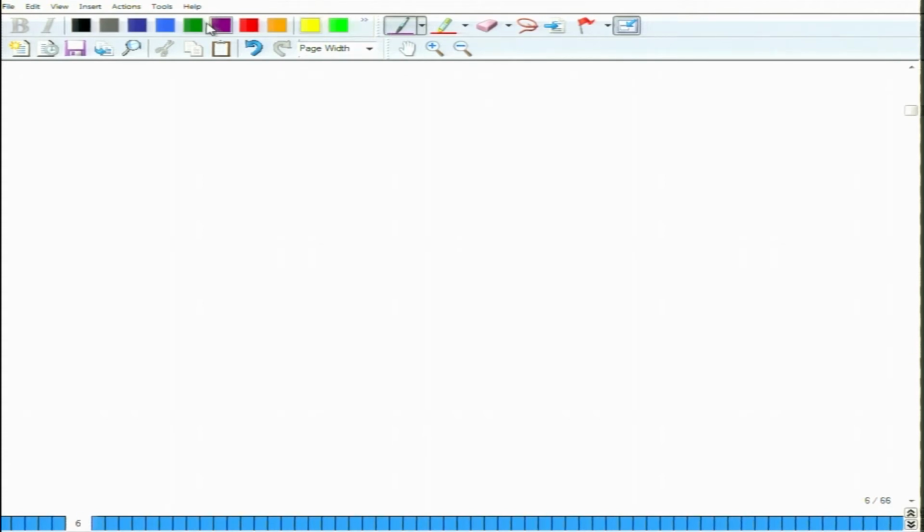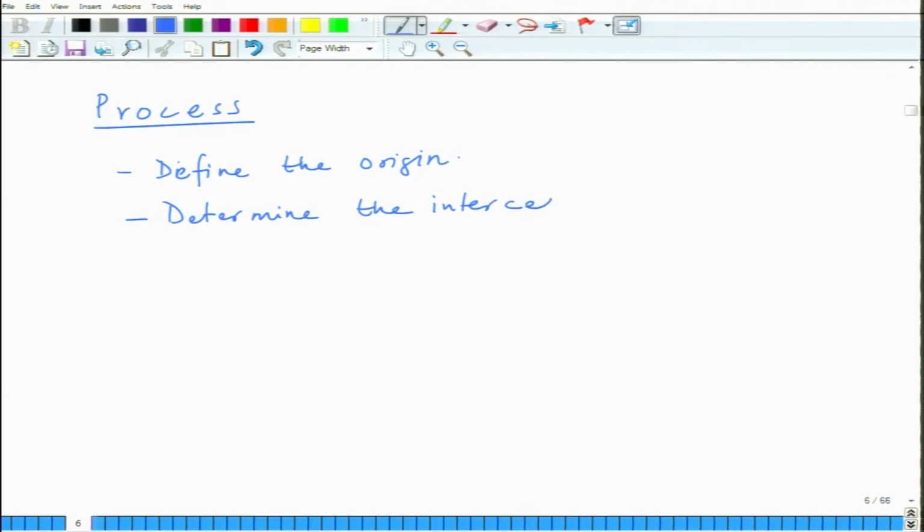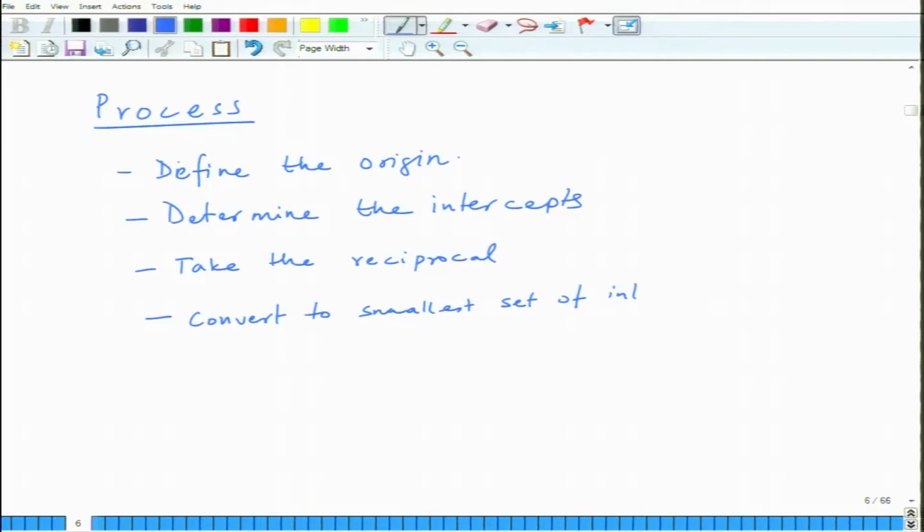So basically the process of determining a plane is: you first define an origin, determine the intercepts, take the reciprocal, and then convert to the smallest set of integers. Why the smallest set of integers?